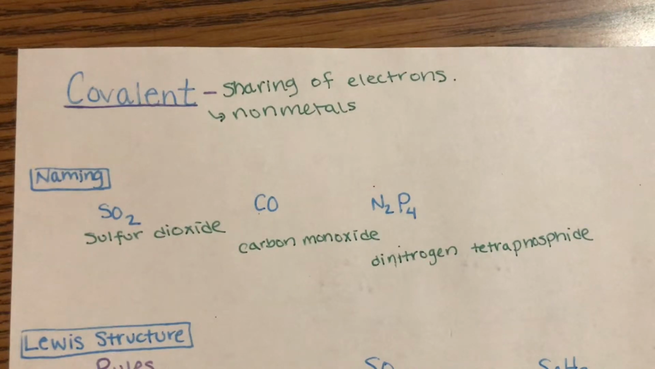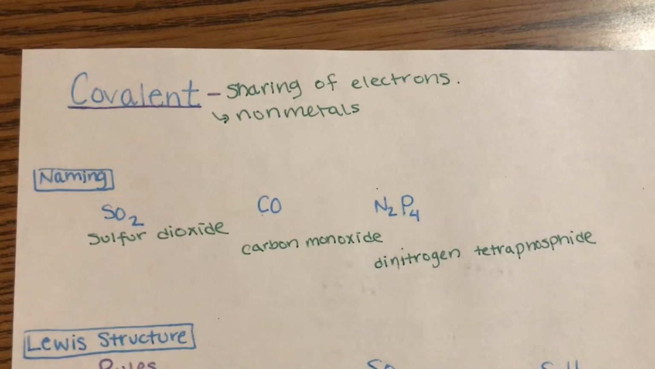So the first thing that we're going to go through is our naming. For the naming, since we don't have those transferred electrons and we don't have those charges where we could swap and figure out how many we have, we do need to use prefixes to indicate how many elements we have. So the only one that we don't use a prefix for is the first element. If it has 1, we don't put mono in front of it. So here we have just sulfur.